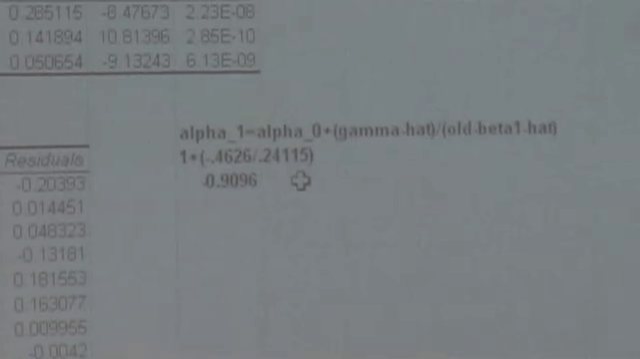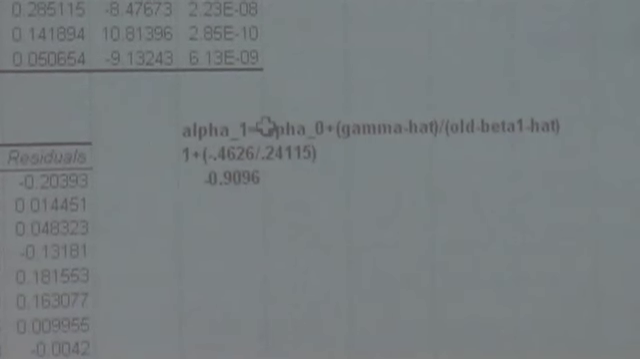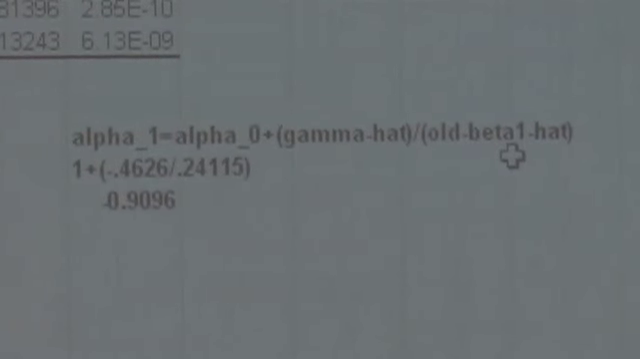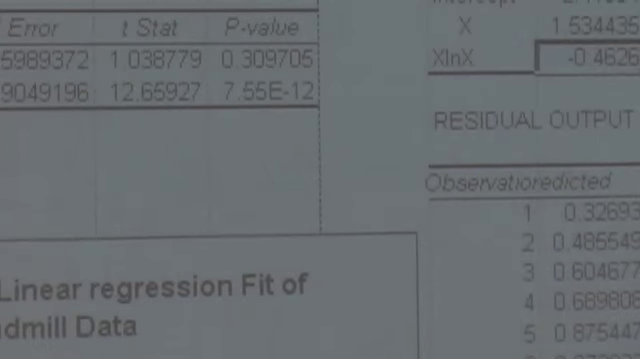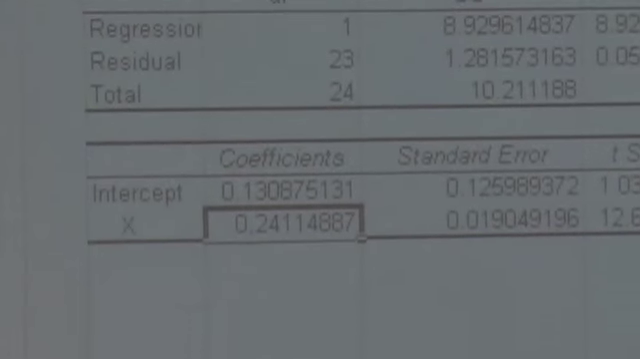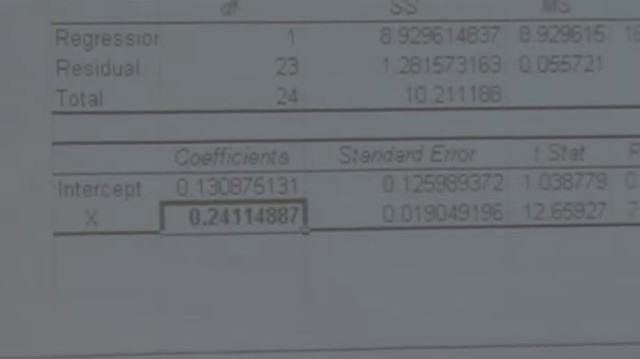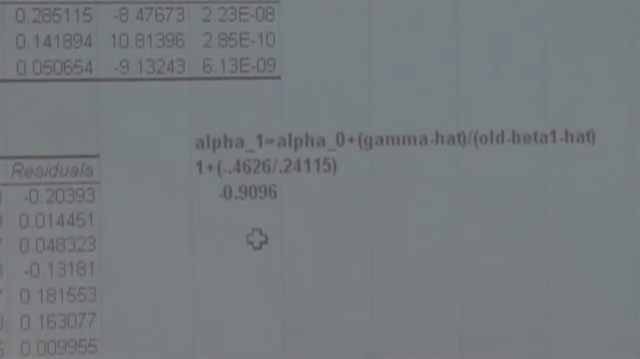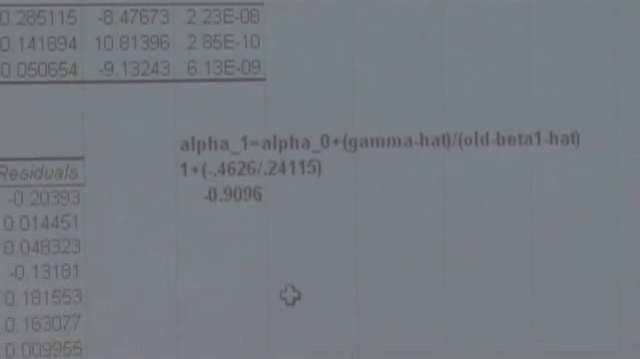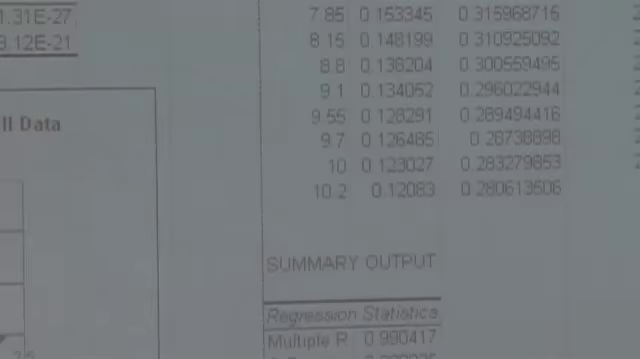I've got alpha sub 0 plus gamma hat over the old beta 1 hat, I call it old beta 1 hat because there's too many superscripts and so on. Okay? So 1 plus negative 4626, which is this right here, that was my gamma hat, divided by the 24115. That was my old beta 1 hat. And then I get negative 0.91. Okay, for my alpha 1 is negative 0.91.